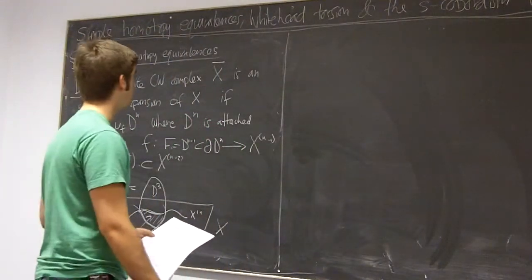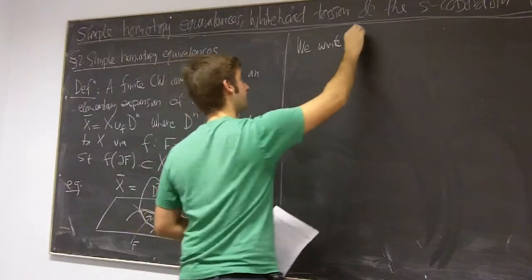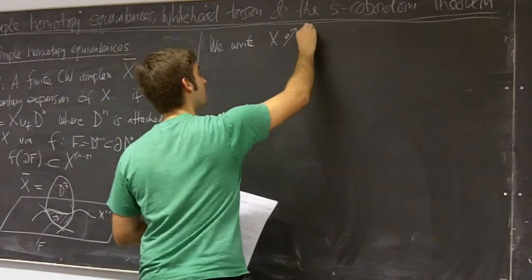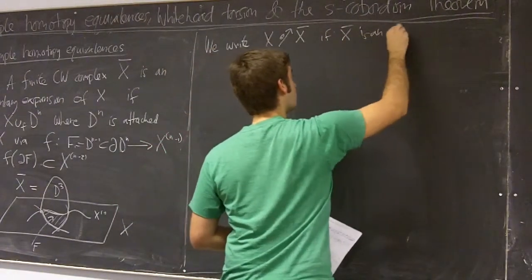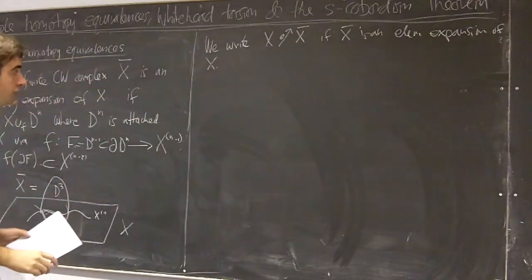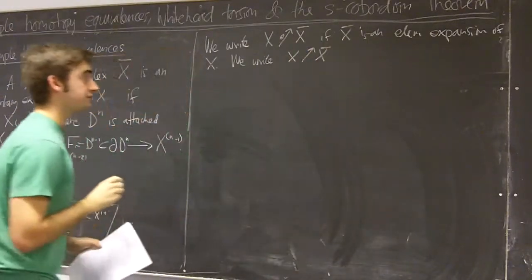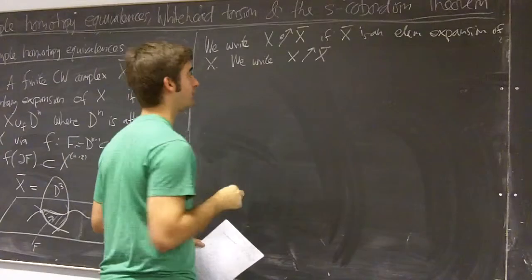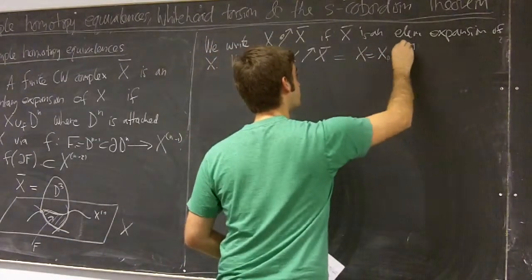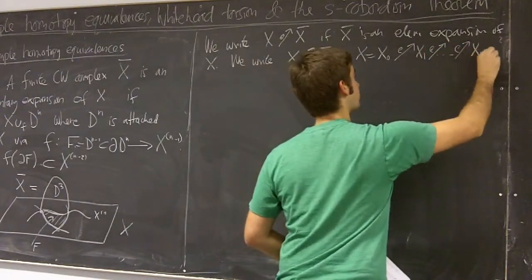So if we can obtain X bar from X via an elementary expansion, we write the following: this upward pointing arrow with an E for elementary. Also, we write just this without E for elementary if we can get X bar from X via repeated elementary expansions. So if X is X0, we can expand to X1, we can expand to ... to Xn, which is X bar.